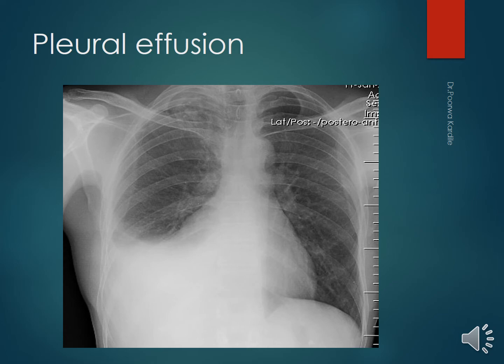So here in this figure we can see a PA view plain radiograph of chest. So here again for diagnosis we have to concentrate on the costophrenic and cardiophrenic angles which are seen inferiorly normally, and in case of pleural effusion there will be obliteration of these angles because of accumulation of fluid. So here we can see the pleural effusion is obliterating the costophrenic as well as cardiophrenic angle.